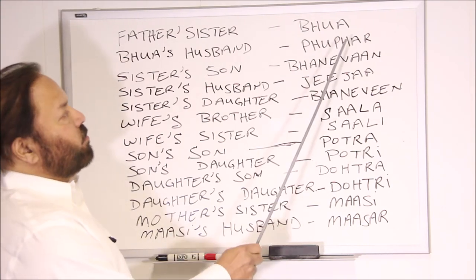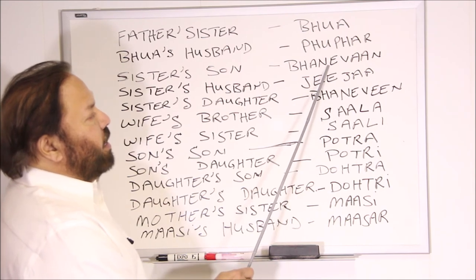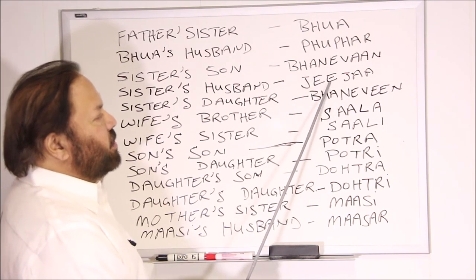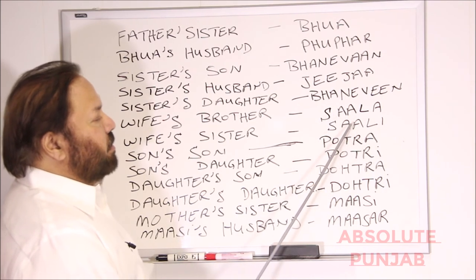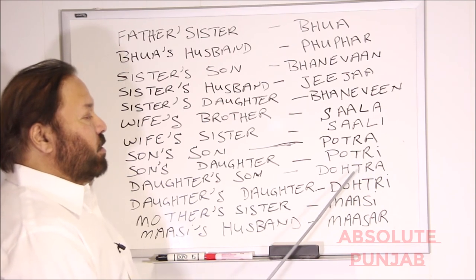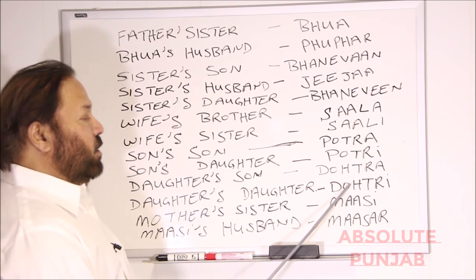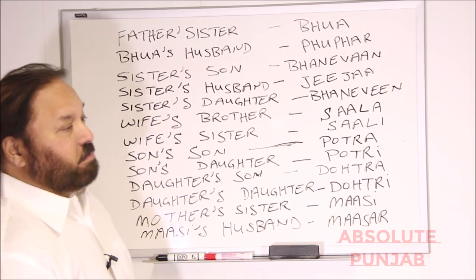Let me carry it again. Pua, Puppad, Panema, Jija, Panemi, Sala, Sali, Potra, Potri, Dotra, Dotri, Masi, Masar.